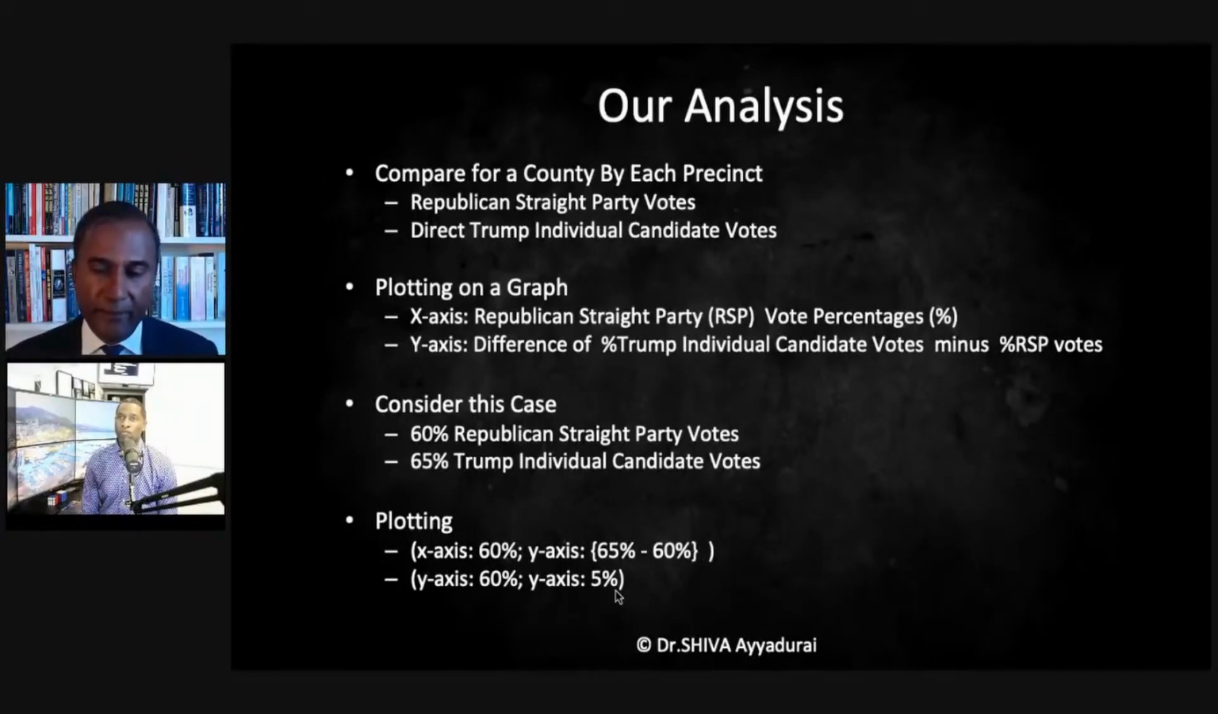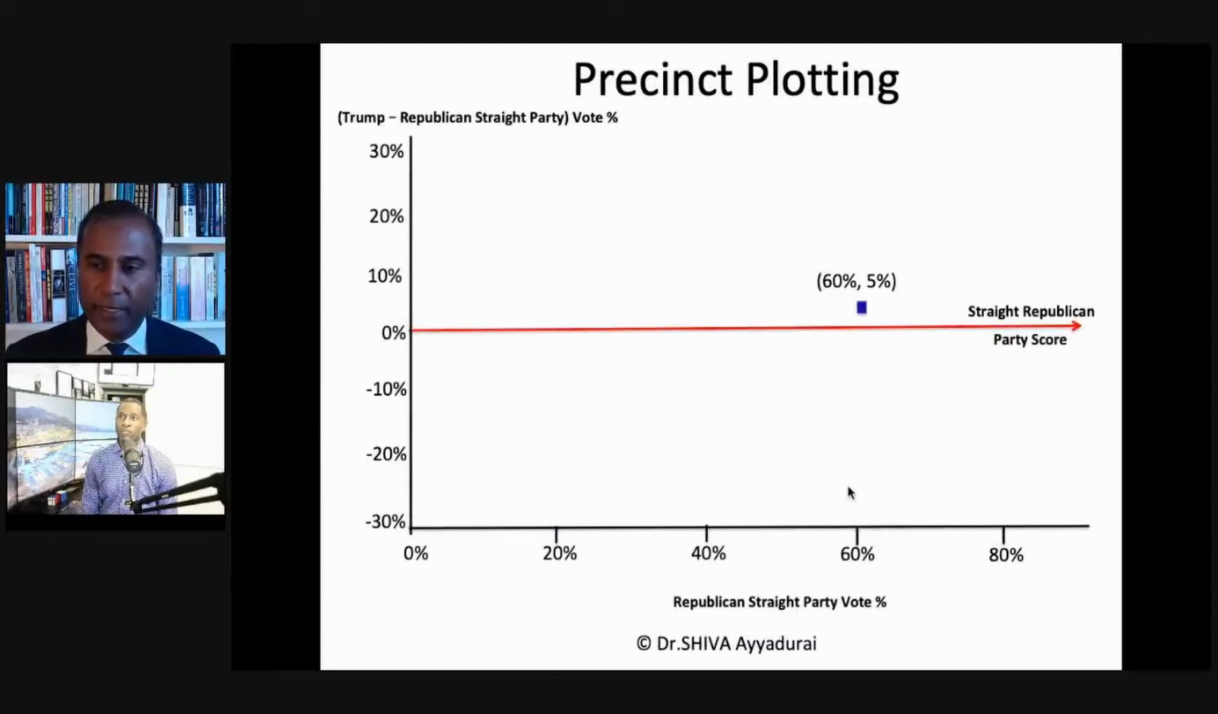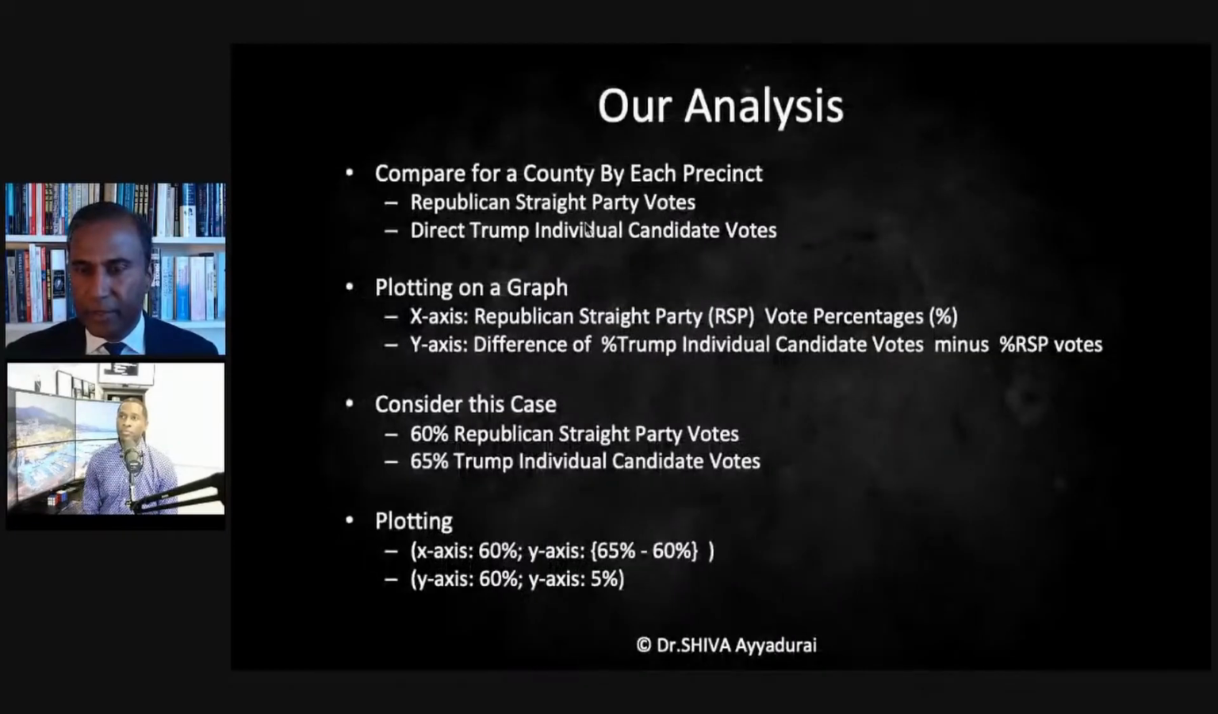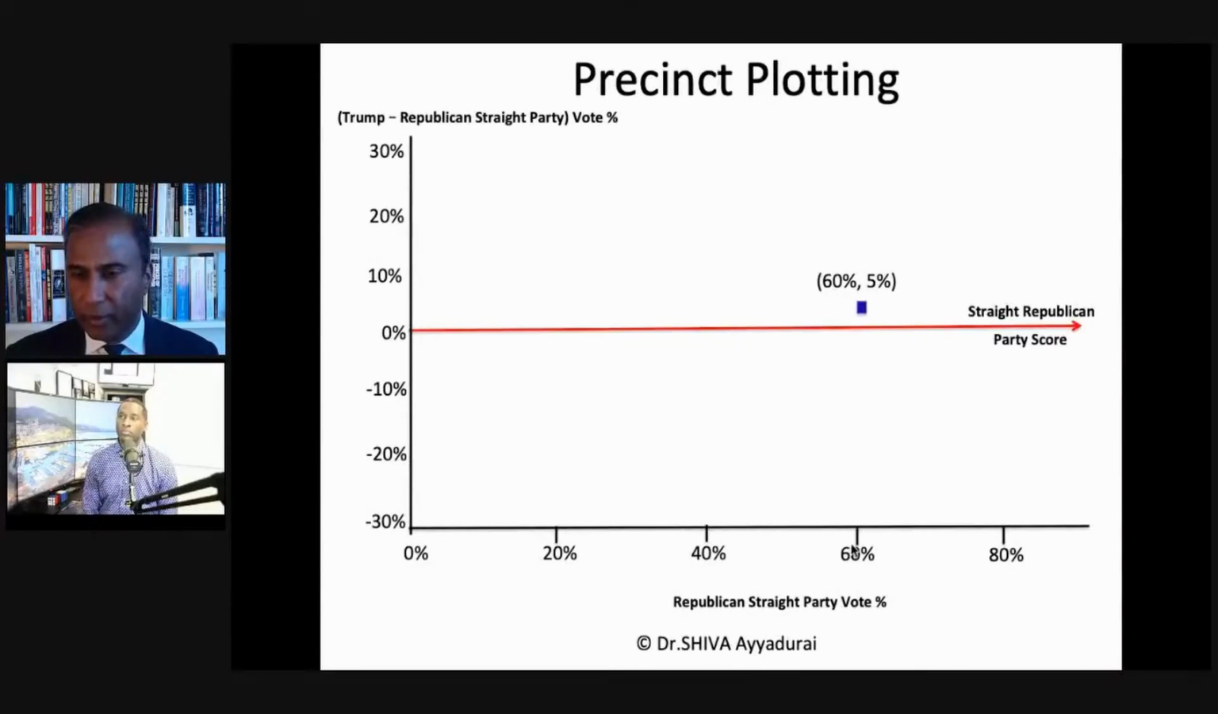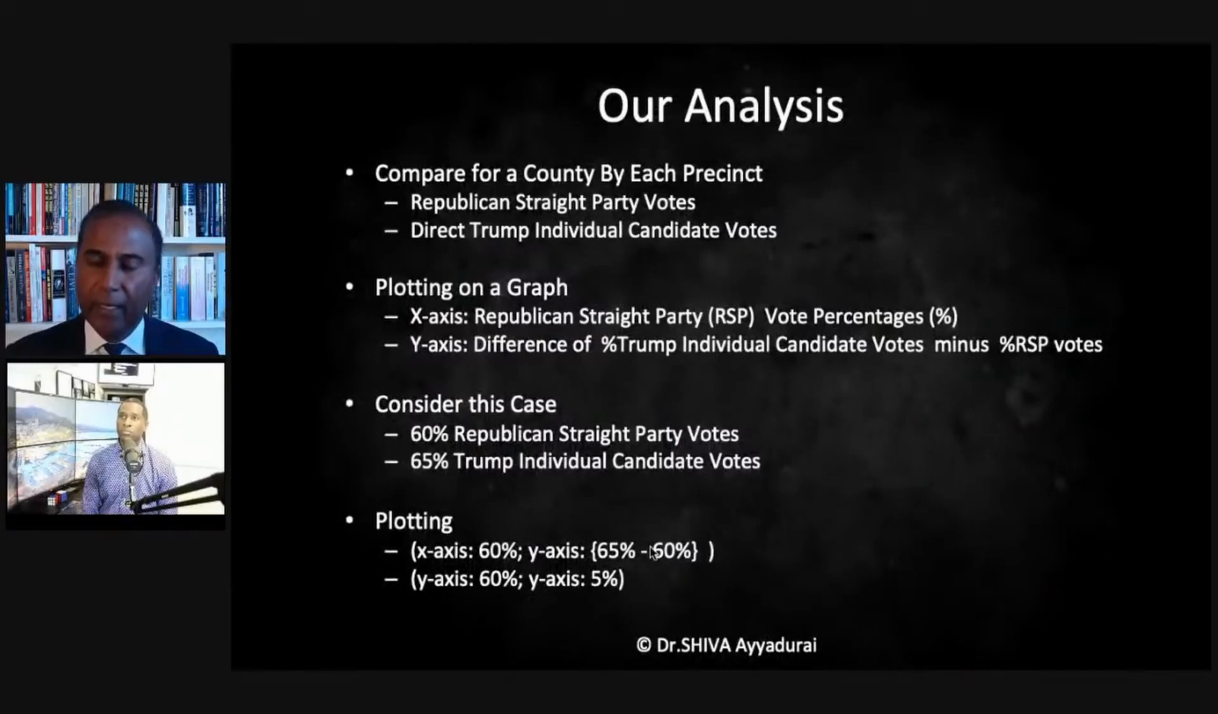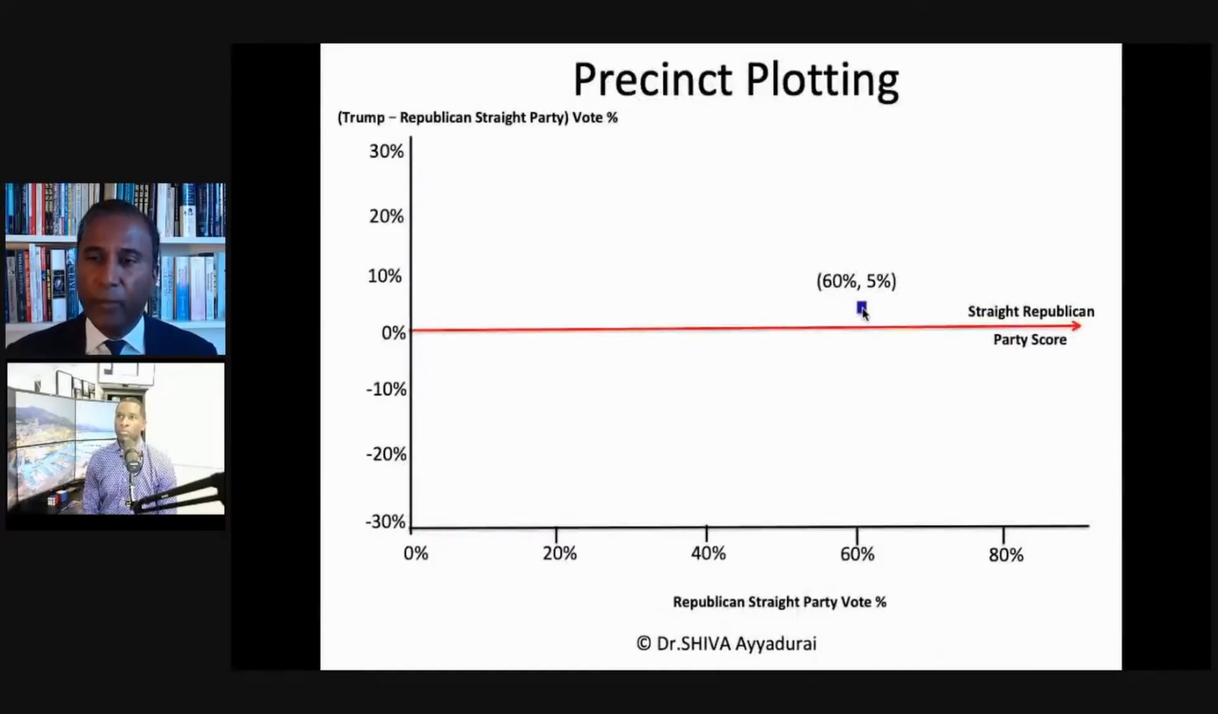Let me repeat that again, and I'll show you through on a graph. So if you look at that number, so on the x-axis, we have the Republican straight party vote. And you can see here in this example, right, 60% is plotted. We go look along the x-axis. And along the y-axis, we're doing this calculation of the percentage of votes Trump got minus the percentage of votes for the Republican. Now, why are we doing this?